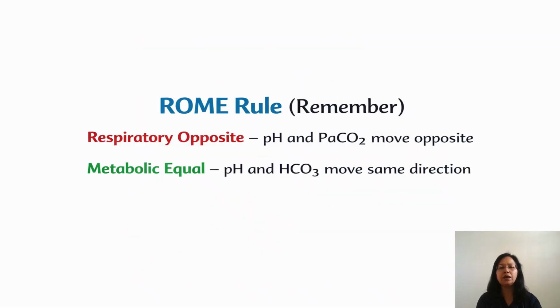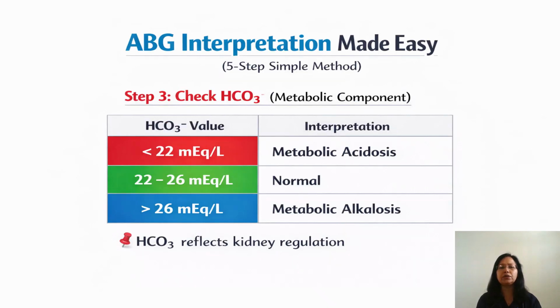Then we have to remember the rule ROME. RO means respiratory opposite: respiratory problems move in the opposite direction. So wherever there is a respiratory problem, pH and PCO2 will move in opposite directions. Whenever we have a metabolic problem, pH and bicarbonate will move in the same direction. So we have to remember the ROME.